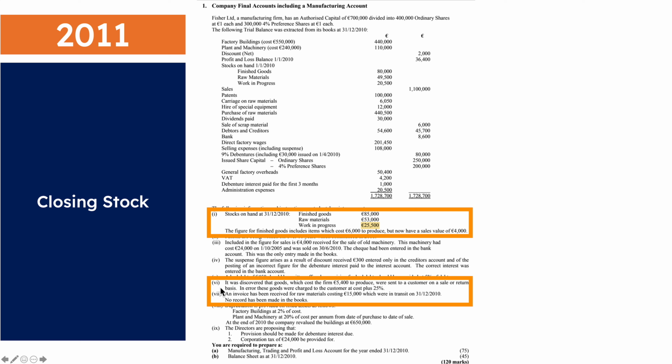So number 6, it was discovered that goods which cost the firm 5,400 to produce were sent to a customer on a sale or return basis. In error, these goods were charged to the customer at cost plus 25%. And number 7, an invoice has been received for raw materials costing 15,000 which were in transit on the 31st of 12th 2010. No record has been made in the books.